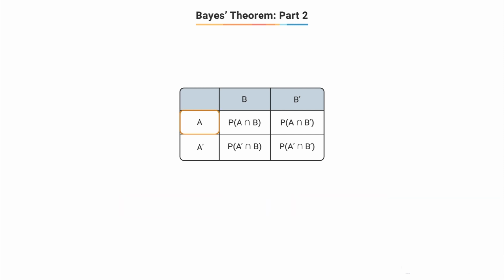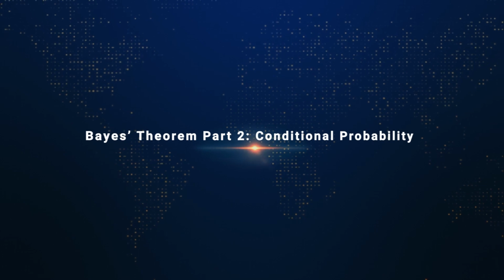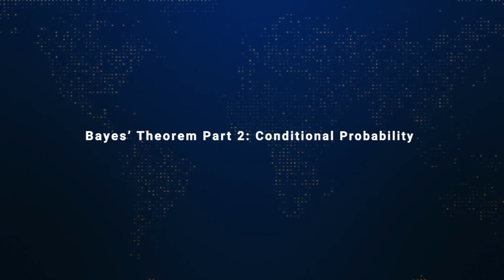For example, the joint probability of A and B is written as P of A intersection B, and the joint probability of A and B dash is probability of A intersection B dash. So how do we calculate the marginal probability of A? Marginal probability of A will be the sum of the values in column B and B dash. This is how we will get P(A) equal to probability of A intersection B plus probability of A intersection B dash. Now let's try to use our conditional probability knowledge to modify this equation a little bit.